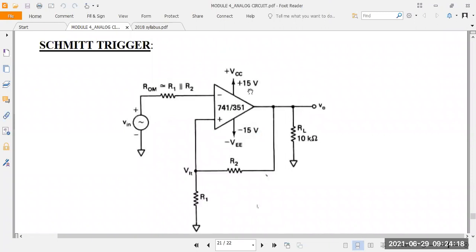This one is the circuit. This one here. Can you tell me this one here? Anyone tell me?